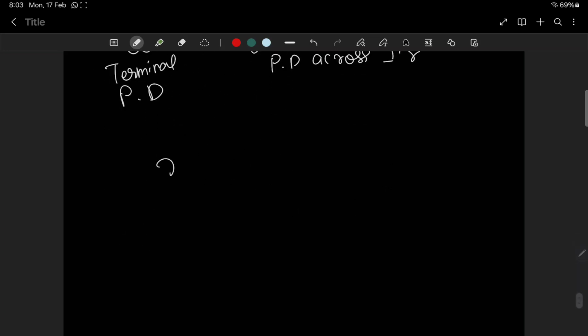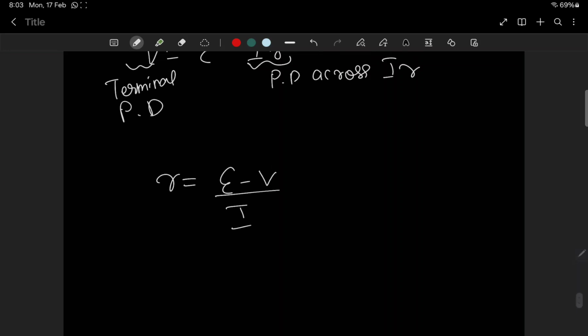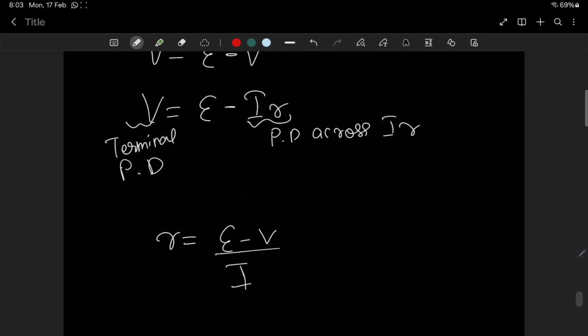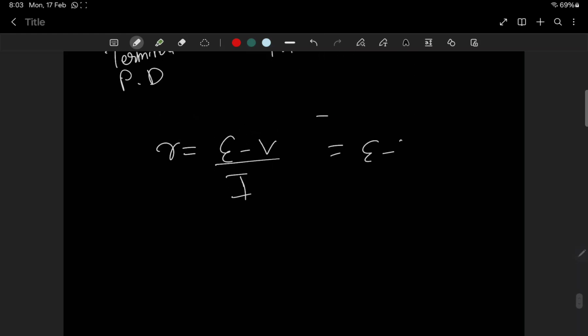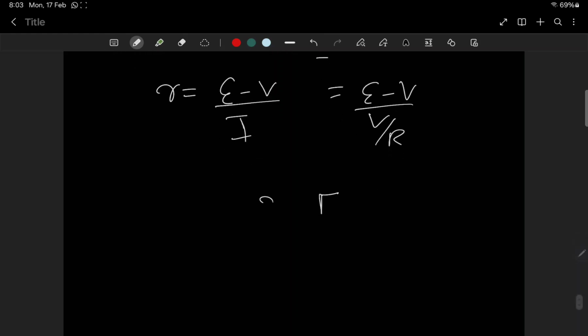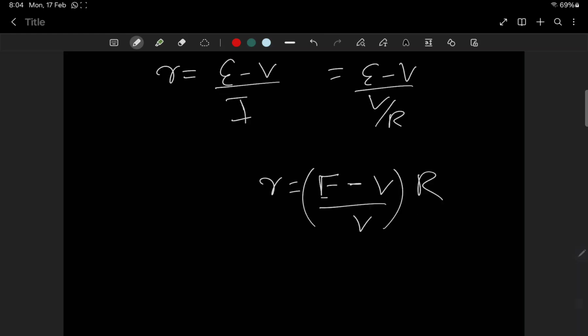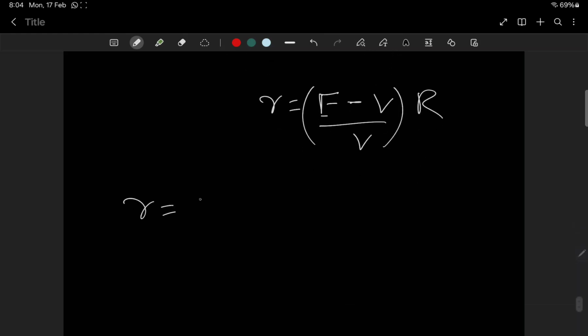You know that small r is equal to E minus V by I from the above equation. This can be written as E minus V by V into R. So r can be written as E minus V by V into R. We already wrote that.